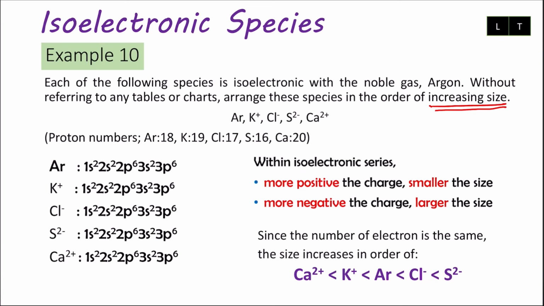So that's all for this video. I hope you are clear on what isoelectronic species are and how to arrange them in terms of their size.